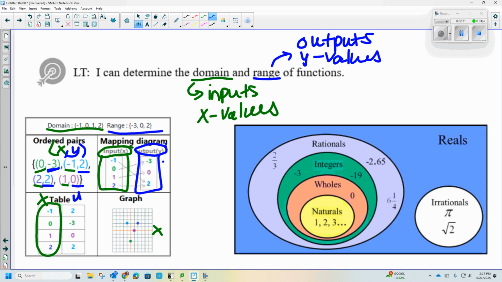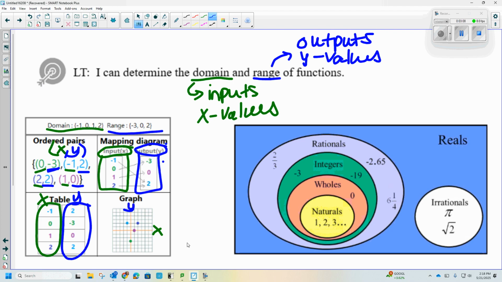On a table, here are our y values. Again, we see that 2 is repeating twice, but it's still a number in the range. And then on our graph, this is our y-axis here. So at -3, we have a point, at 0, we have a point, and then at +2, we actually have 2 points there. So that's the quick intro to the domain and range.